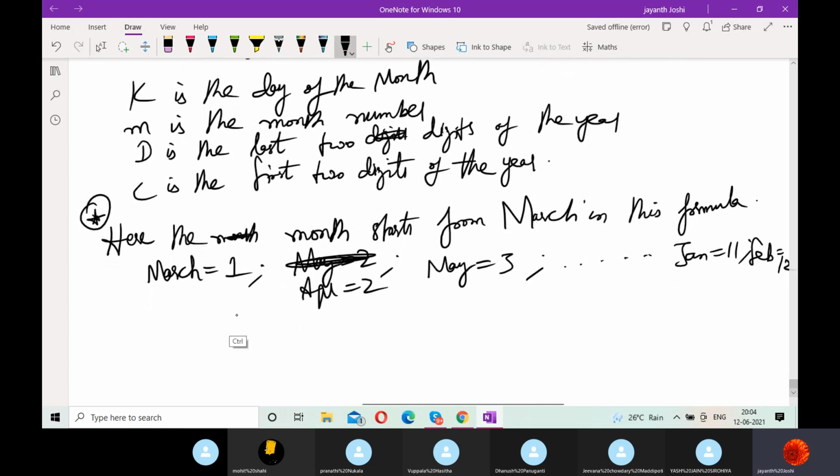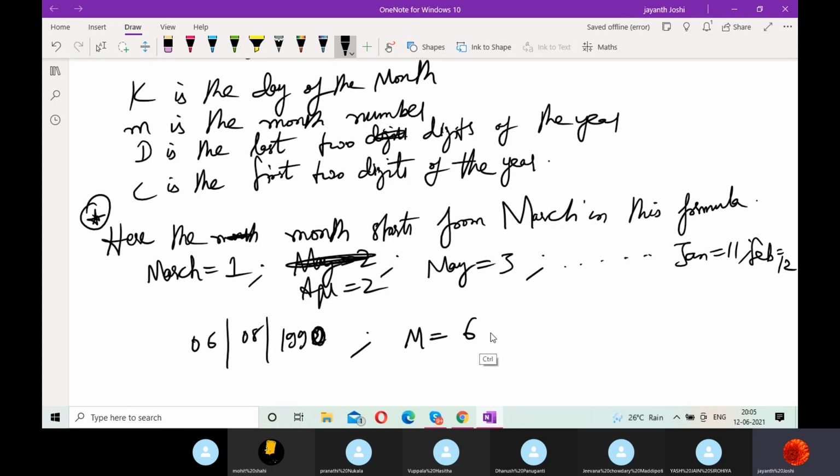So if I give you a question here, 06, 08, 90. What is M here? M is the month number, correct? So what is the M here? Eight. 8, sir. But are we moving 2 months before or 2 months forward? If it is 8, it would be 6 here in the case of Zeller's rule, correct or wrong?